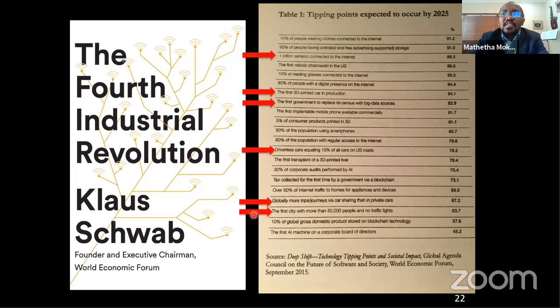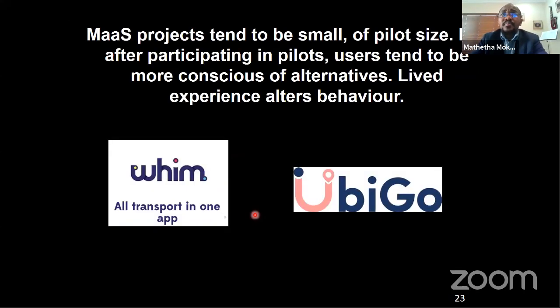So forecasts are saying in the next 5 years, this change will definitely happen. So we need to embrace it at an operations level. And where change is embraced, with the implementation of MaaS, this mobility as a service concept, entities like Whim and UbiGo, we note that they tend to be small in size, pilot size, and the interesting thing is after participating, participants then alter their behavior.